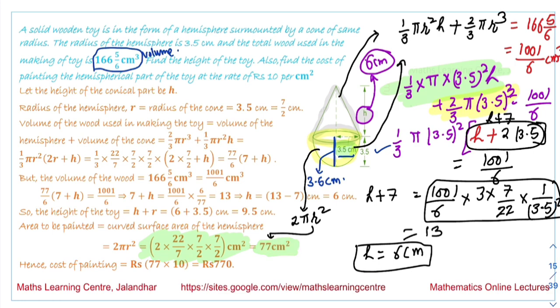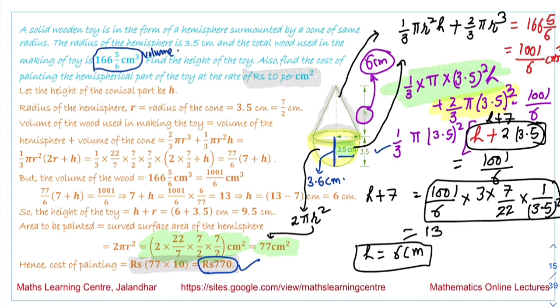77 centimeter square. The cost is given to be rupees 10 per square centimeter. So the total cost of painting will be equal to 77 into 10, that is equal to 770 rupees. So this is the total cost of painting the hemispherical part of the toy.